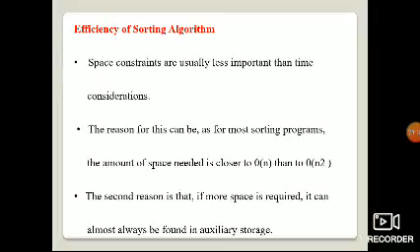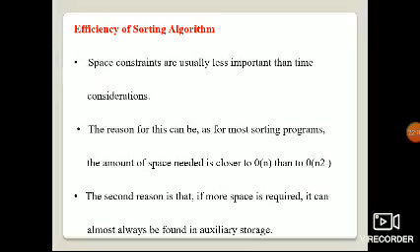Space constraints are usually less important than time consideration. The reason for this can be that, for most sorting programs, the amount of space needed is closer to big O of n than to big O of n². We are using only one extra variable, so big O of 1, big O of n. That's why it is less important in sorting.